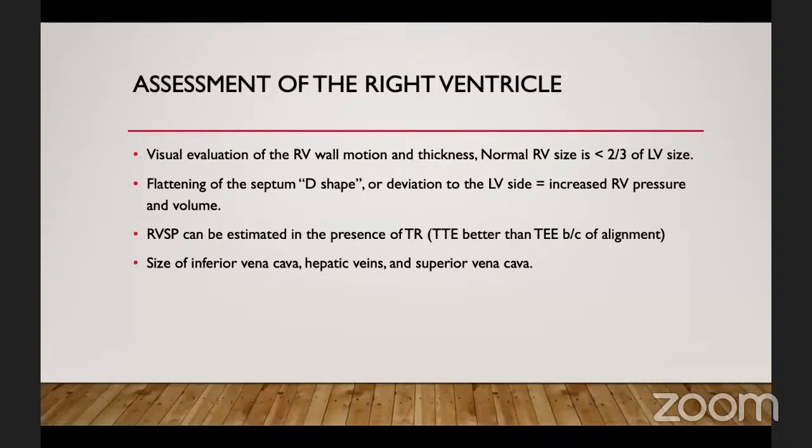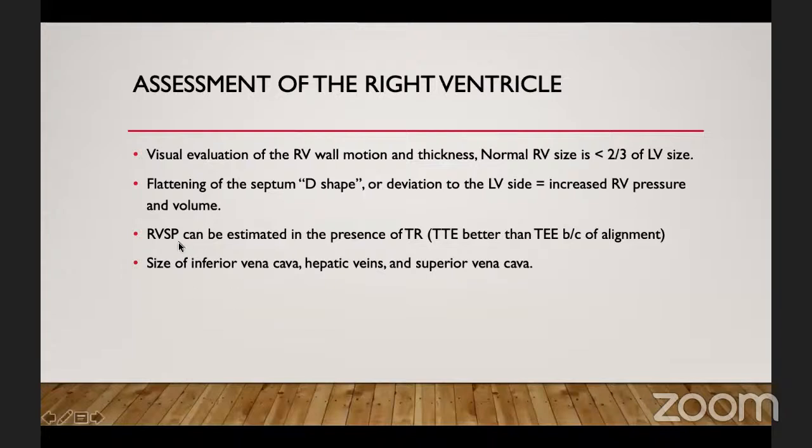The second part is the assessment of the right ventricle, and it's a bit more difficult to assess the RV function than the LV function with fewer parameters, but usually you will assess the wall motion of the RV and the thickness. And usually the size of the RV is less than 2/3 of that of the LV. Some clues that might give the indication is the flattening or D-shaped septum, concomitant with a rising of the right ventricular pressure, or deviation toward the LV side.